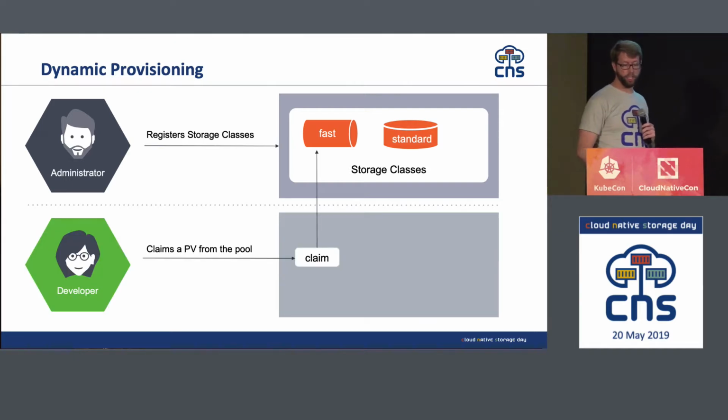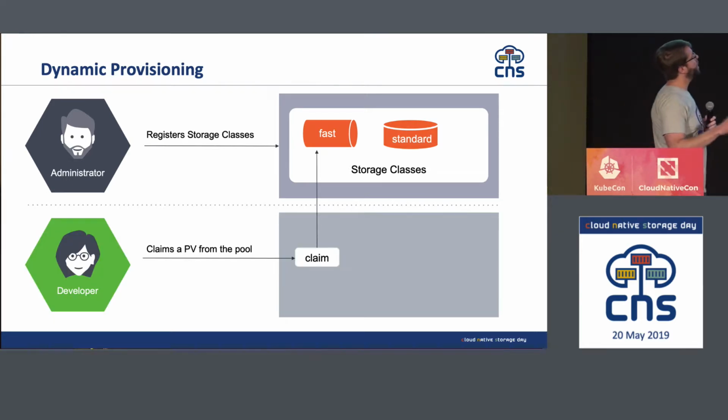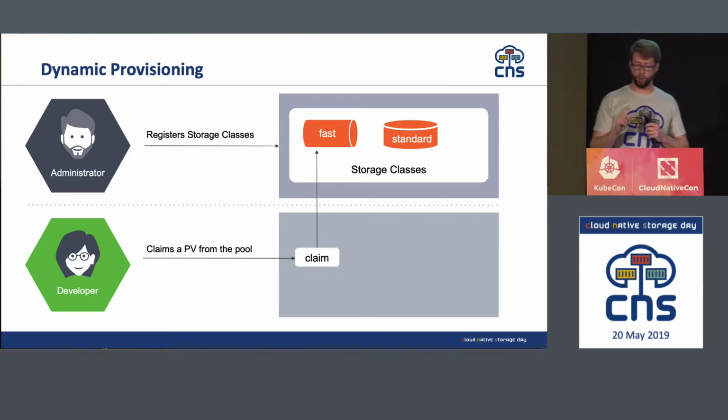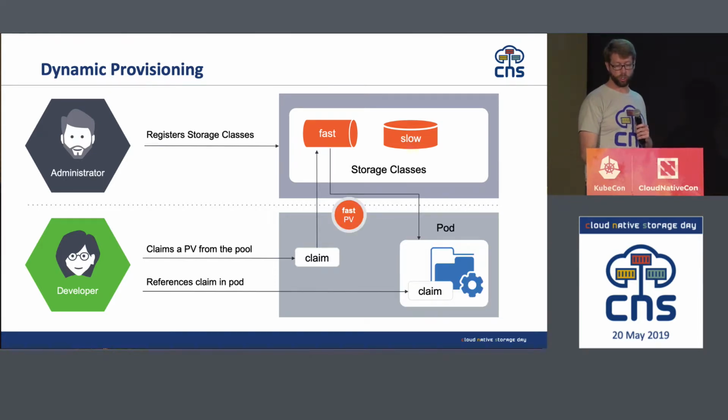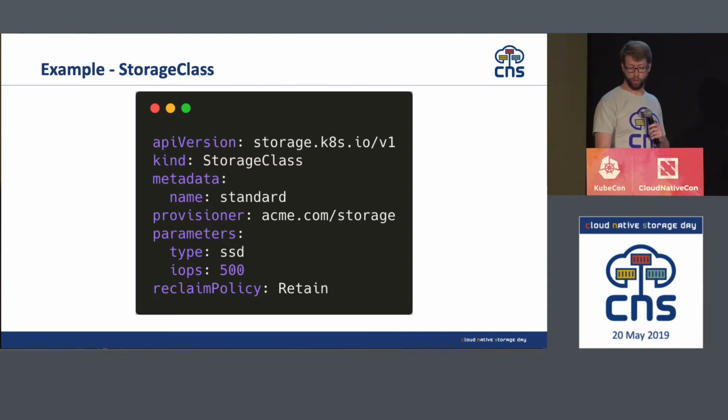So what happens here is that the developer comes along, and they have a claim for, I want to get some storage, please. Notice it's not pointing directly at a specific volume that's already been created. It's pointing at the storage class. And so Kubernetes uses the storage class, that blueprint, to go ahead and create on demand a brand new volume that is in line with the definition for fast storage, and that becomes available for the pod.